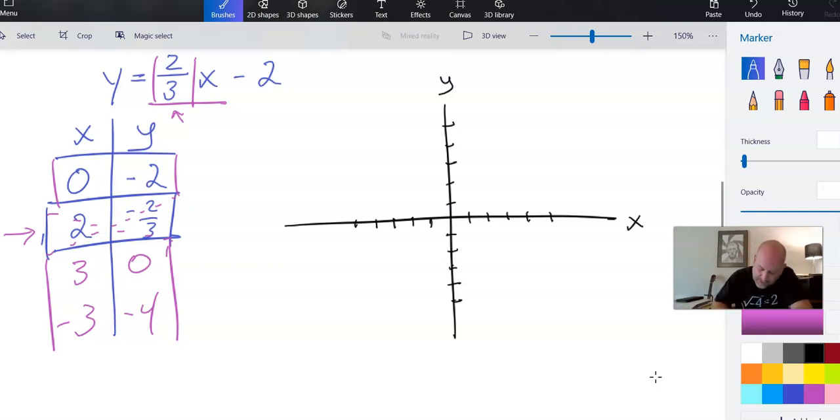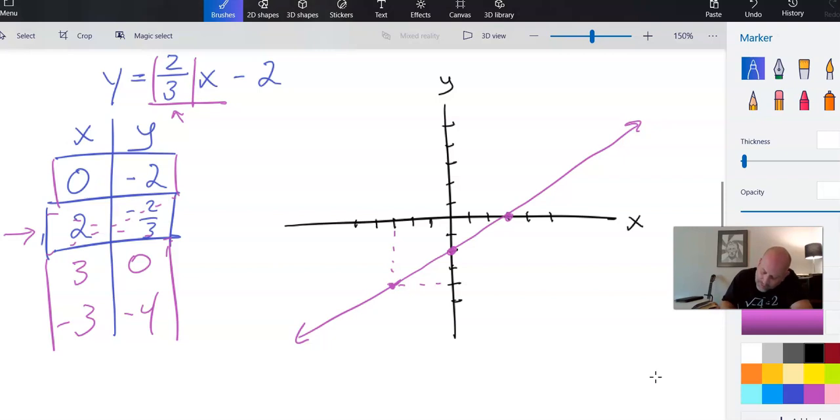So let's see. So we start with the point 0, -2. So x is 0, y is -2, goes right there. The point 3, 0, x is 3, y is 0, would be right there. And the point -3, -4 would be right there, right? Because you can kind of map it out this way. And you notice they all fall in a straight line, which is fantastic. That means we probably did things correctly.